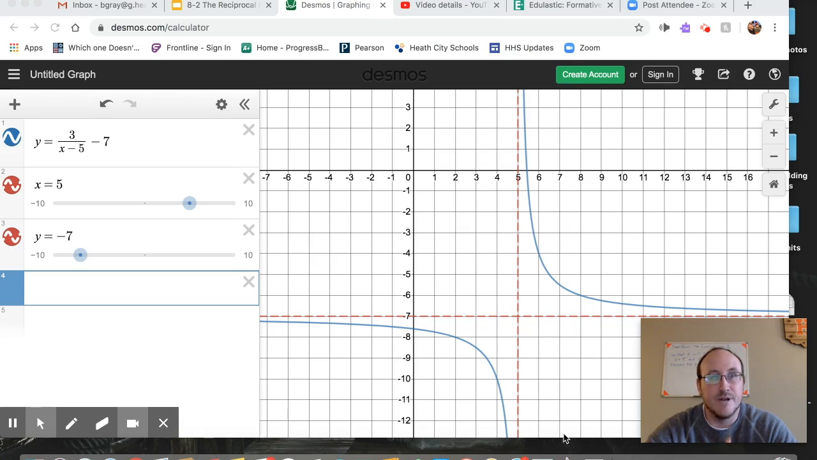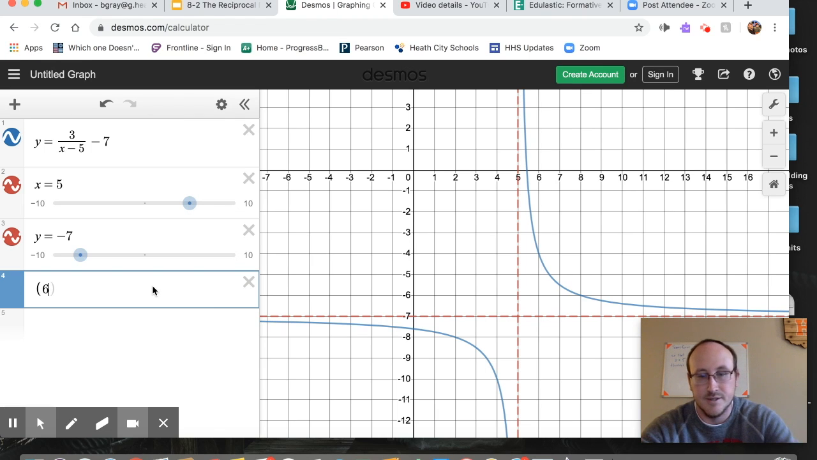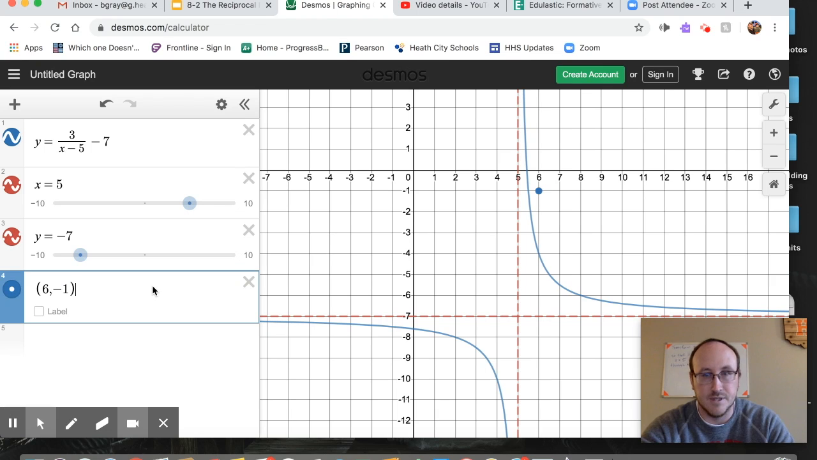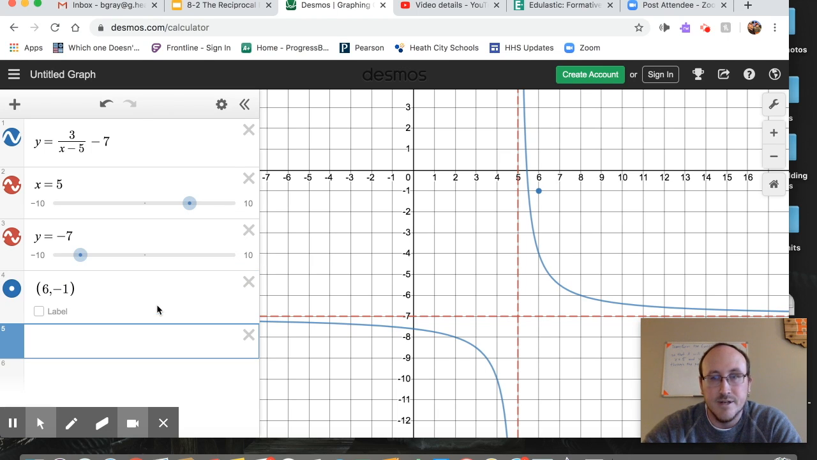So here you can see the graph that we had created before, where we moved the function right 5 units and down 7 units to make it have those asymptote lines of x equals 5 and y equals negative 7, like the example had asked us to do. As you can see, it does not pass through the point (6, negative 1) like we're now asking. I'm going to plot the point (6, negative 1) so we can see where that point is. So there's that point, and this graph is not passing through it at this point in time.